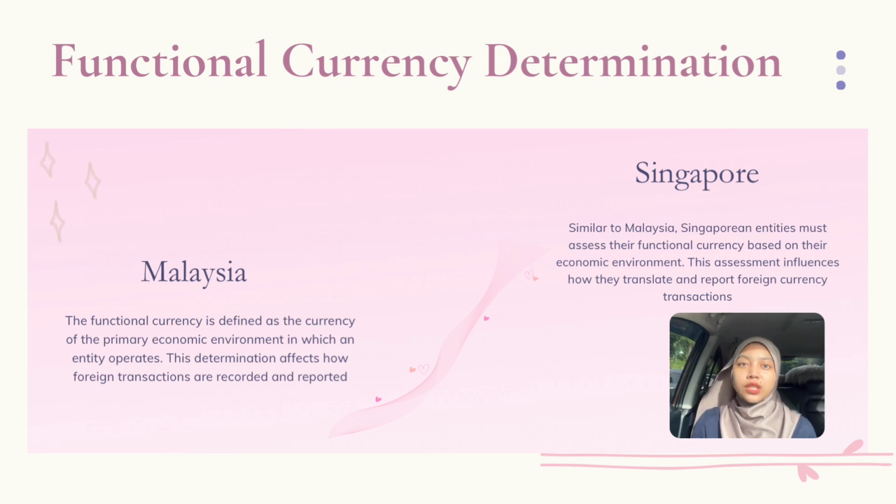Number 2 is functional currency determination. In Malaysia, the functional currency is defined as the currency of the primary economic environment in which an entity operates. This determination affects how foreign transactions are recorded and reported. Meanwhile, in Singapore, similar to Malaysia, Singaporean entities must assess their functional currency based on their economic environment. This assessment influences how they translate and report foreign currency transactions.